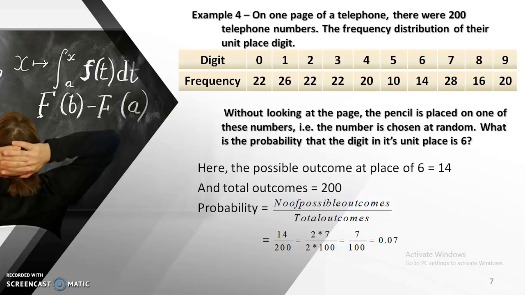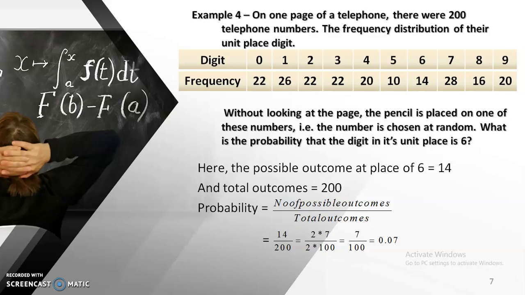Go to the next. It's example 4. On one page of a telephone directory, there were 200 telephone numbers, right? 200 telephone numbers means total outcomes are 200. And the frequency distribution of their unit place digit: the digits are 0 to 9 and frequencies mean possible outcomes. The frequencies are 22, 26, 22, 22, 20, 10, 14, 28, 16 and 20.